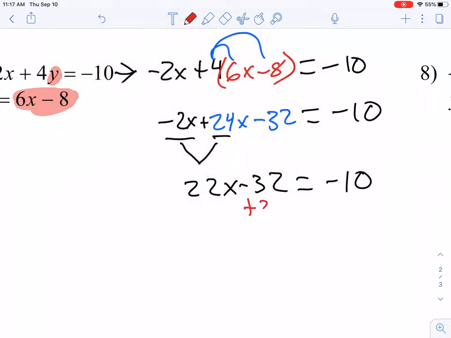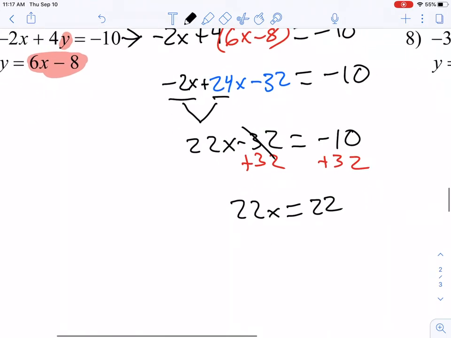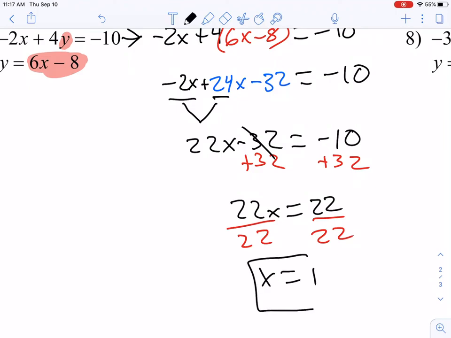I have a two-step equation. I'm adding 32 to both sides first, so that 22x equals 22. And then I can divide 22 to both sides to find that x is equal to 1.